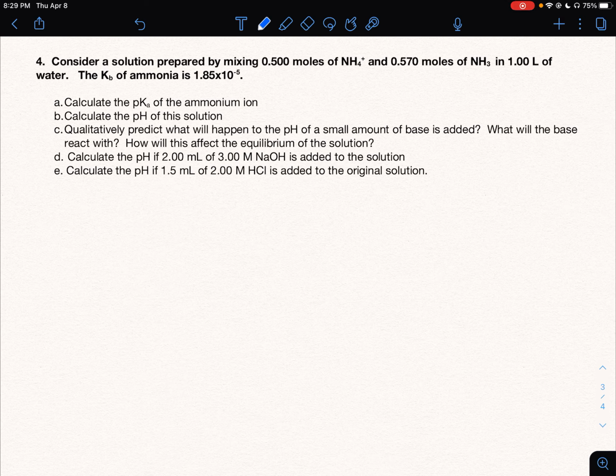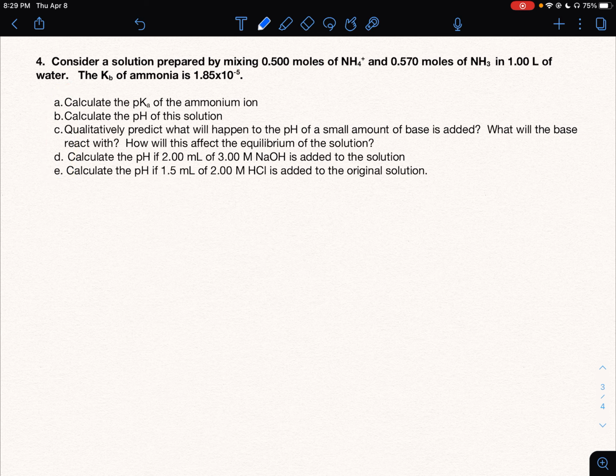In this video, we're going to go over this problem where we're asked to consider a solution prepared by mixing 0.5 moles of ammonium and 0.57 moles of ammonia in 1 liter of water. And we're told the Kb of ammonia is 1.85 times 10 to the negative fifth. And we can see here there's parts A through E of this. And so we can start off with part A.